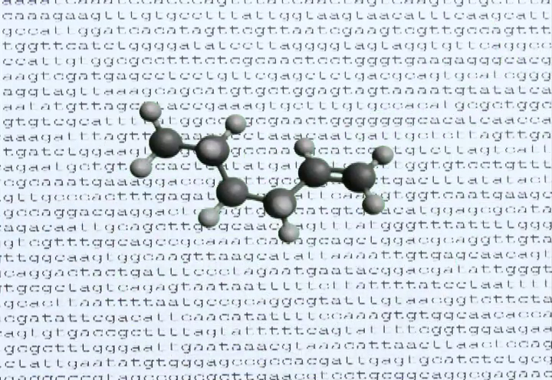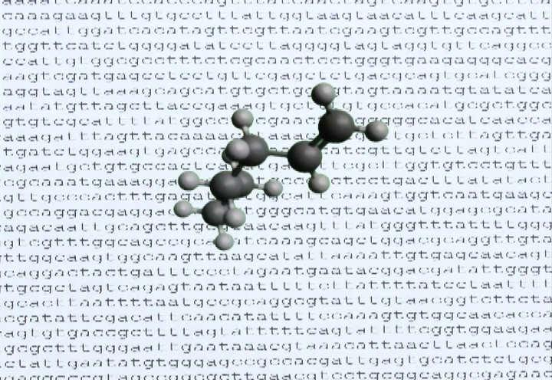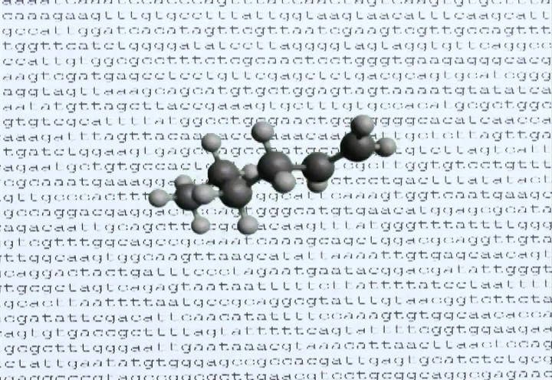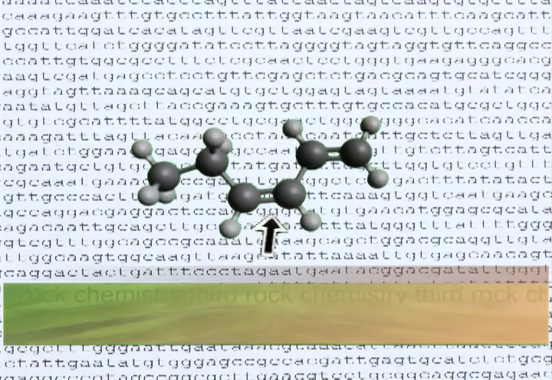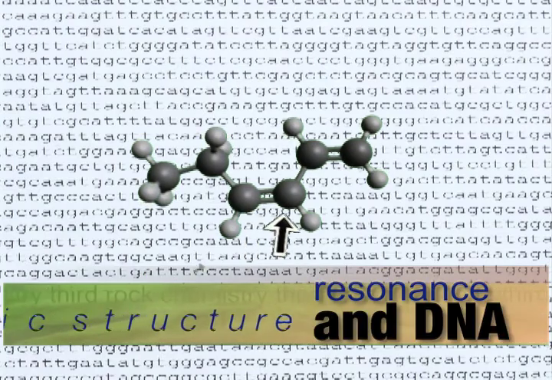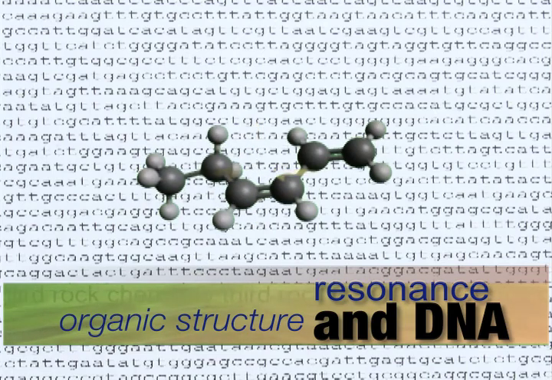Let's look at the carbon-carbon double bond. We know that the carbon-carbon double bond structure is planar, and we know that the bond doesn't rotate. But what if we have two carbon-carbon double bonds that are next to each other? These are called conjugated double bonds.